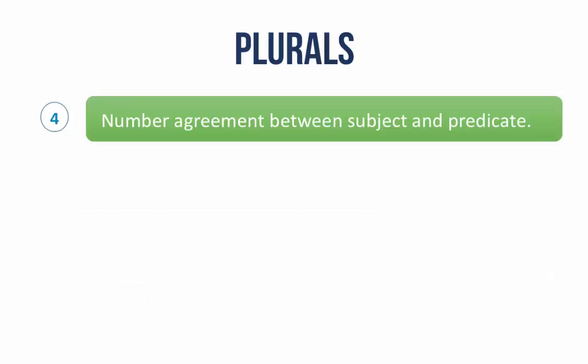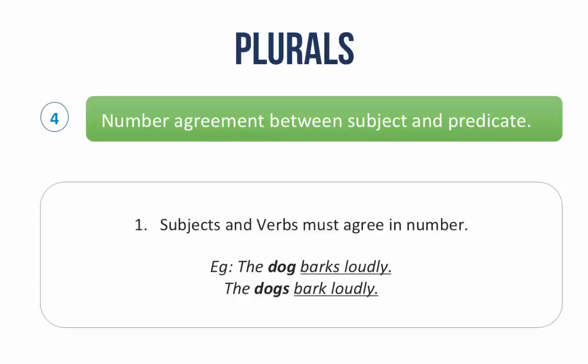Number agreement between subject and predicate. Here are a few things to keep in mind. Subject and verb must agree in number. For example, the dog barks loudly. Here, the subject, the dog, is singular. Hence, the verb takes the singular form, which is barks. The dogs bark loudly. Here, the subject, the dogs, is plural. Hence, the verb takes the plural form, which is bark.